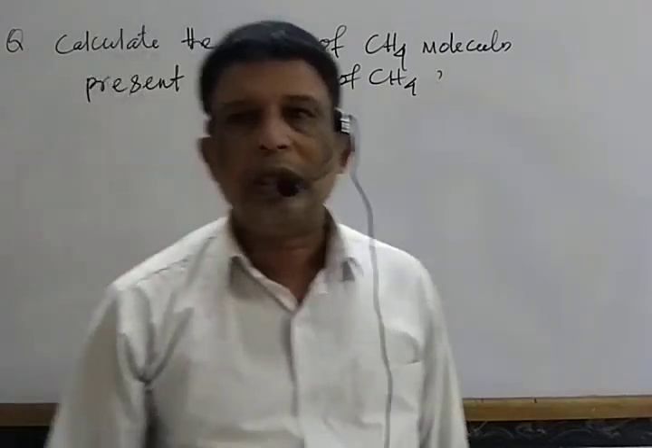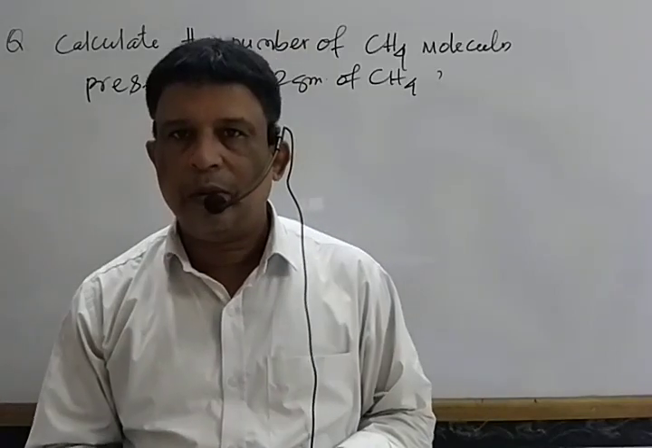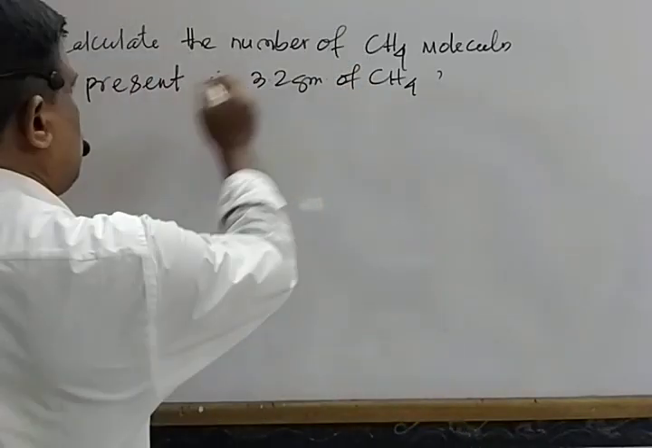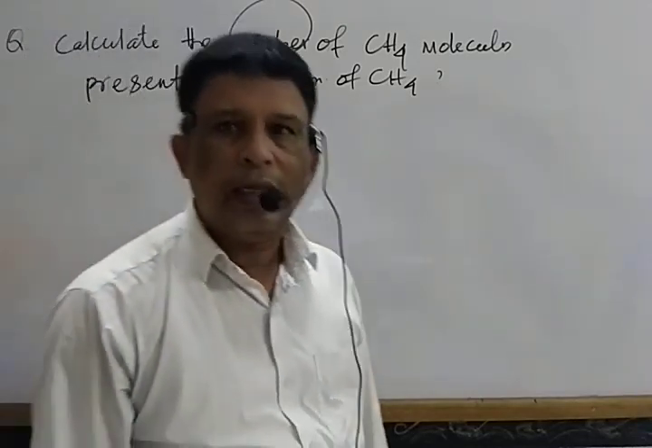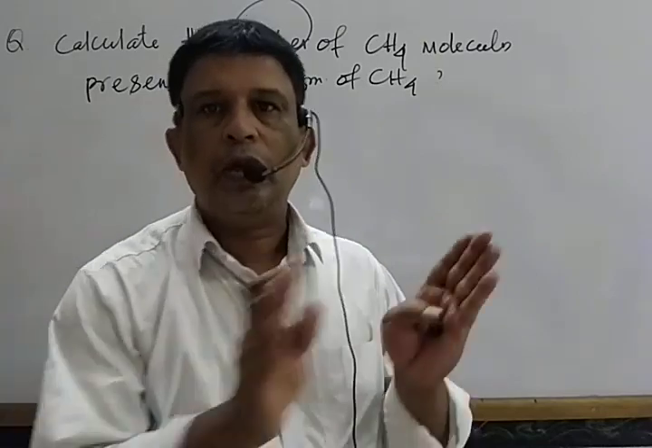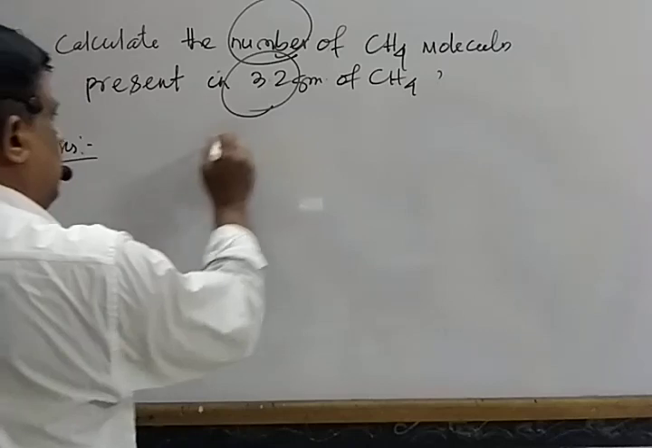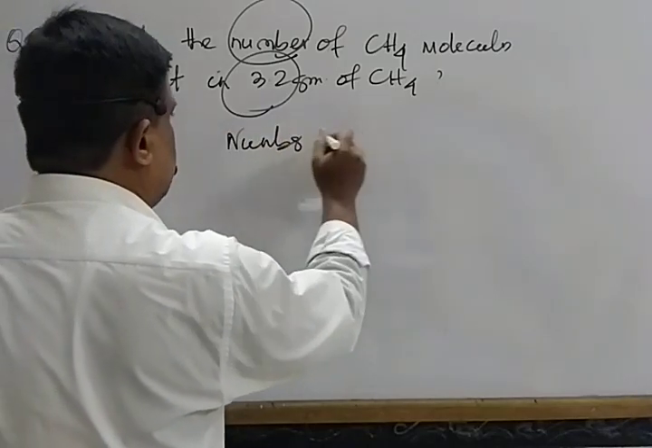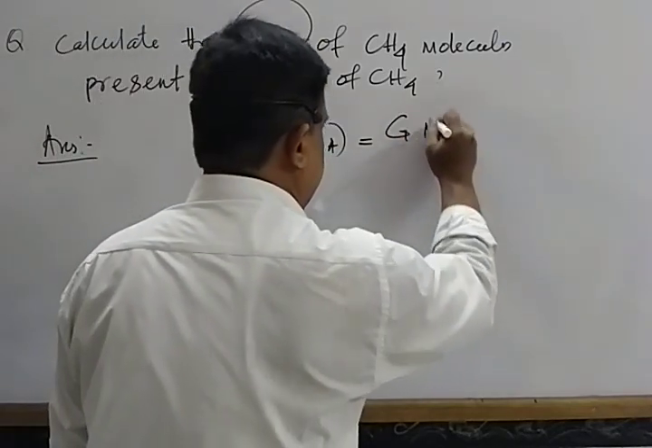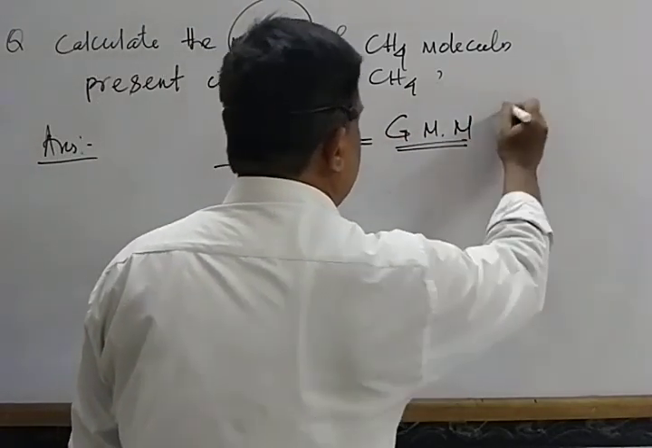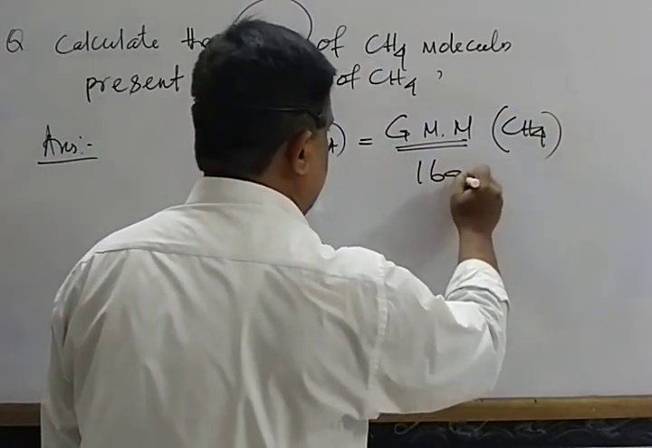By reading the question, one is able to frame the relation, then try to solve. Mark the relation. The question is to calculate the number, given this much gram. From reading the question, one is able to see a relationship between number and gram. So frame the formula. That is the Avogadro number, equivalent to gram molecular mass, GMM, for CH4. We know that for CH4 it is 16 gram.